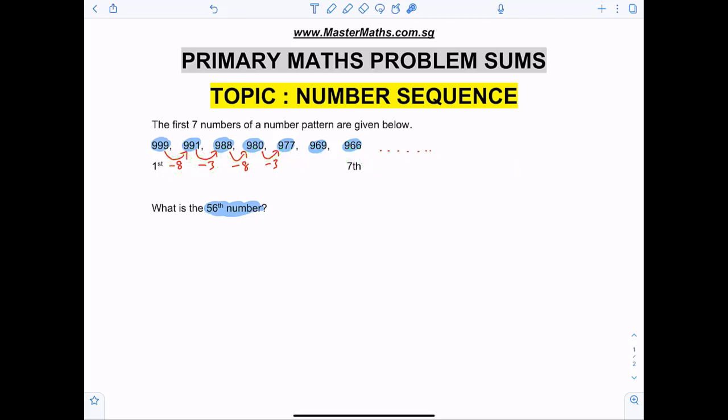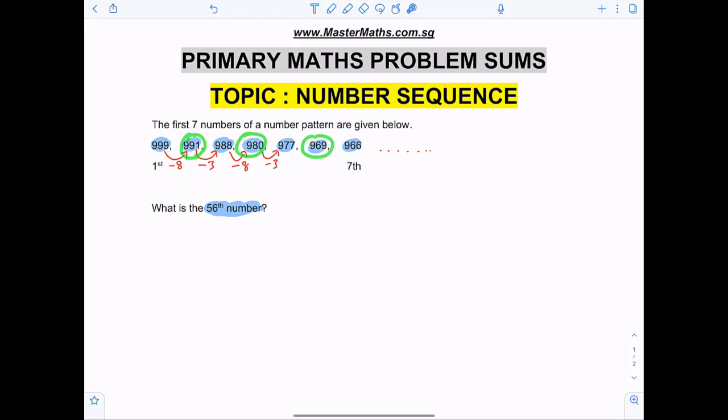Further to that, we also need to understand that between two numbers, there's a reduction of 11. 999 to 988, minus 11. 988 to 977, minus 11. Now this goes for any two consecutive numbers. So for example, between 991 and 980, also minus 11. Over here, also minus 11, and so on. Now why is this important? It's because we need to distinguish between what's happening with the odd numbers and between the even numbers.